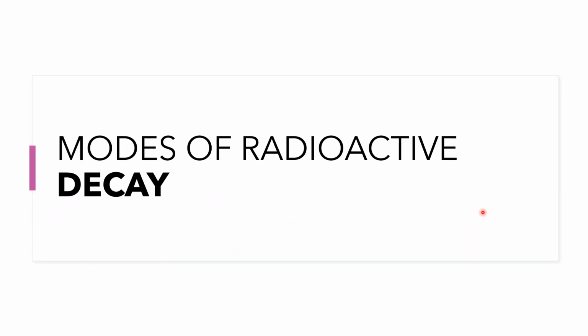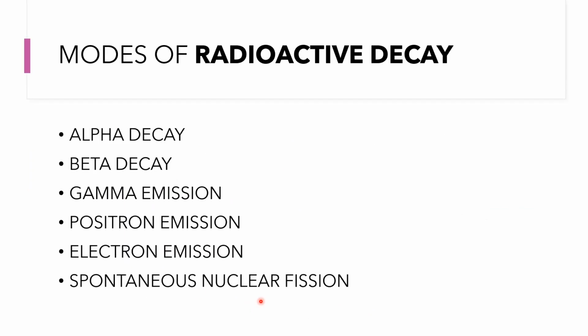Okay. So modes of radioactive decay. So let's talk about radioactive decay muna. So we have here 6 modes of radioactive decay. So we have alpha, beta, gamma, positron, electron, and spontaneous fission. This one, the electron emission and positron emission, they are actually correlated with each other.